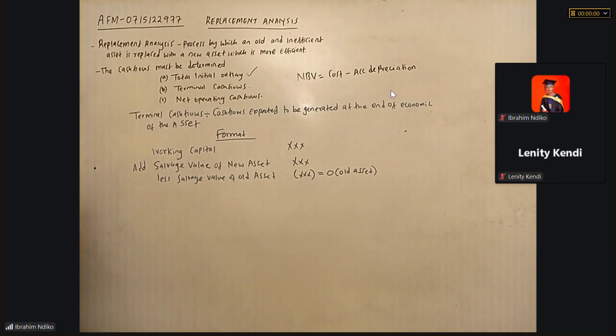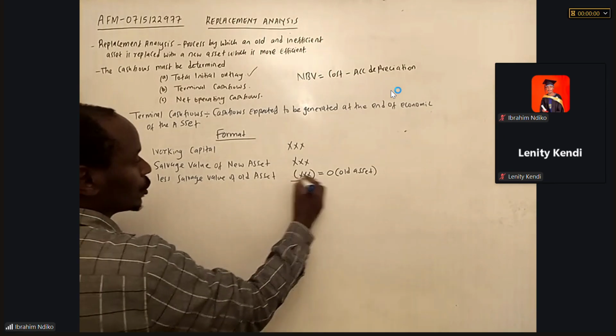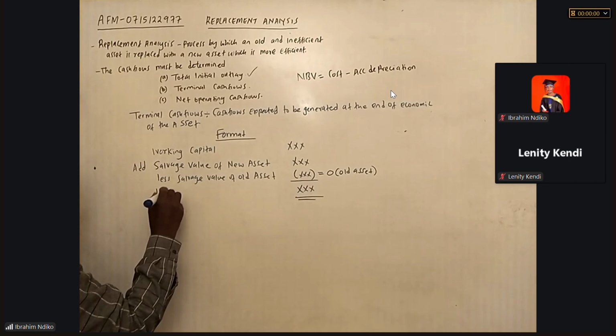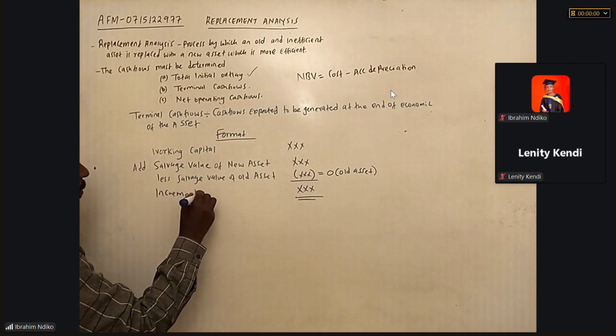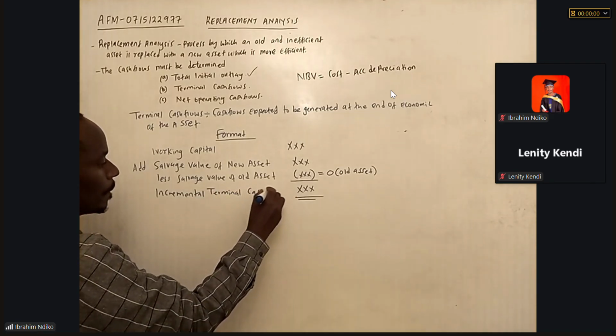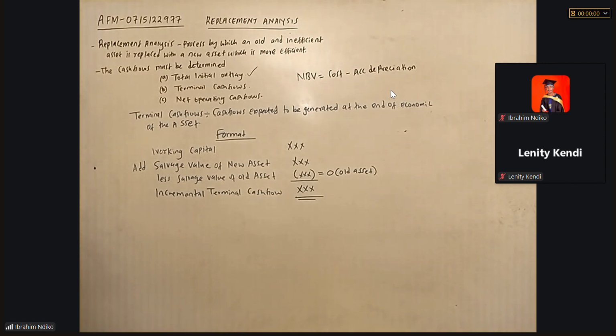But if it is the normal case, this is the format. We get the incremental terminal cash flow. I have said to use the word incremental where we have replacement. So use the word incremental when we are replacing.